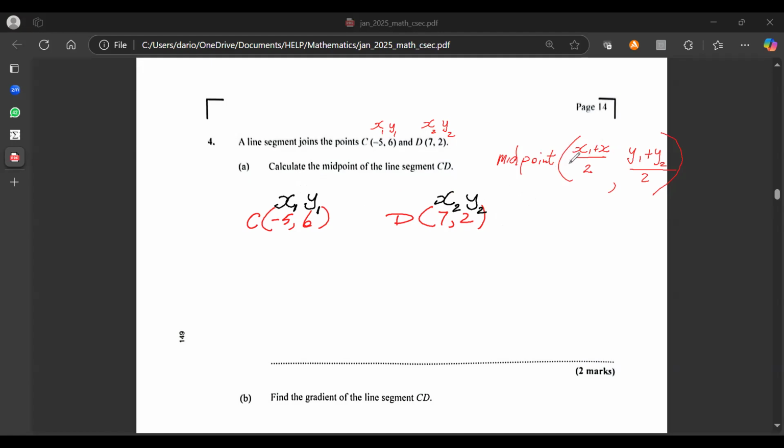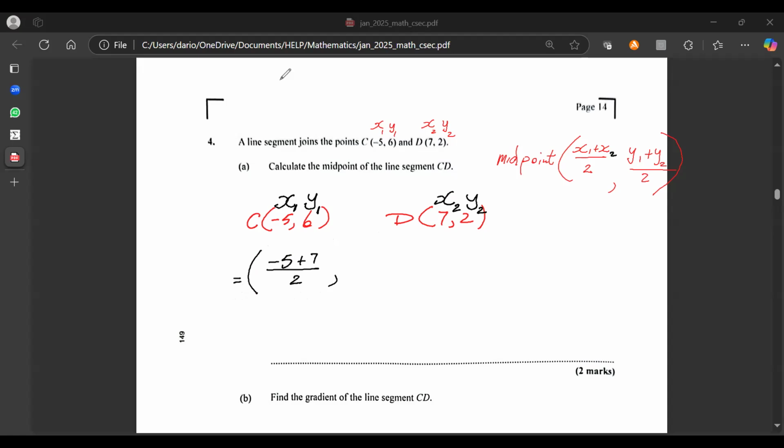So the formula for midpoint, you have to learn: X1 plus X2 divided by 2. So it's X1, which is negative 5, plus X2, which is 7, divided by 2. Jenny, are you hearing me? Jenny.